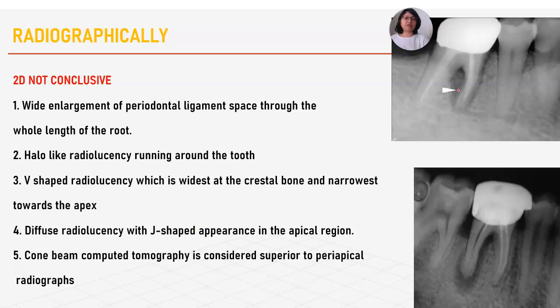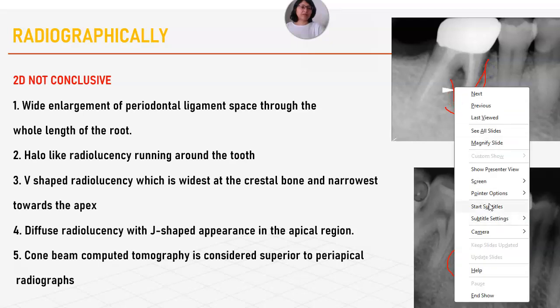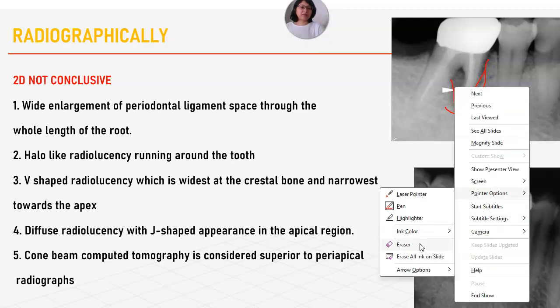So if you look at this picture, you can see a wide enlargement. If you are really good in diagnosis, you can see the PDL space would be really enlarged throughout. Or you can see a halo-like radiolucency around the root, or a V-shaped radiolucency, which is widest at the crestal bone and then narrowest. So let me delete this so that you can see.